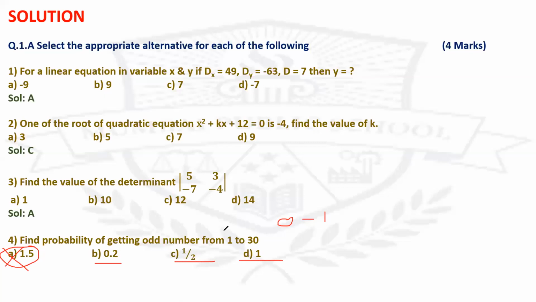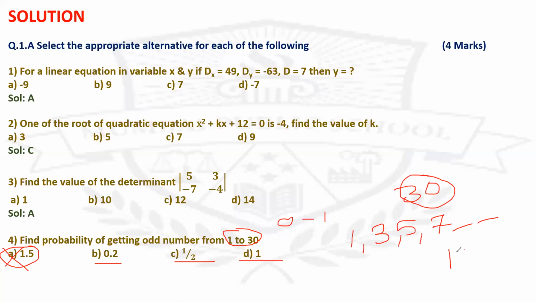Now check numbers from 1 to 30. So that means your last number is 30. These are the total numbers. So n(S) is 30. Now odd numbers means what? You're going to take alternate numbers, so that means 1, 3, 5, and so on. If you consider these numbers, they will be 15. So you'll get 15 odd numbers from 1 to 30.